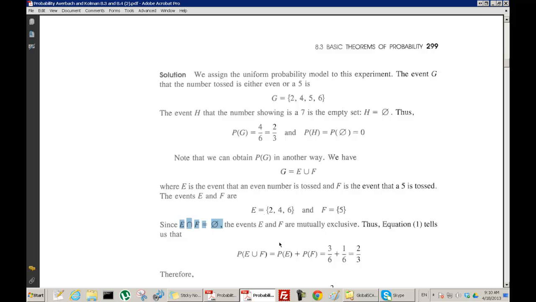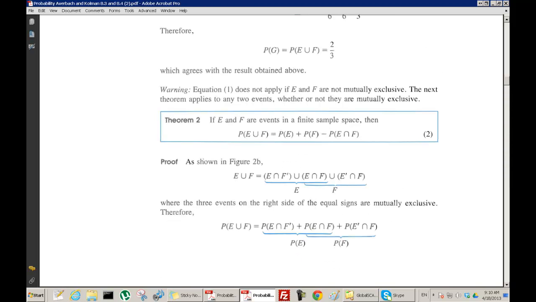So they're mutually exclusive. So we can say that the probability of G equals the probability of this, but the probability of that can be split up. Union can be changed to plus, so that we get the probability of E plus the probability of F. So we get 3/6 plus 1/6, which is still 2/3. And they remind us here that that doesn't apply if E and F are not mutually exclusive. In fact, they say the next theorem applies to any events, whether they're mutually exclusive or not.